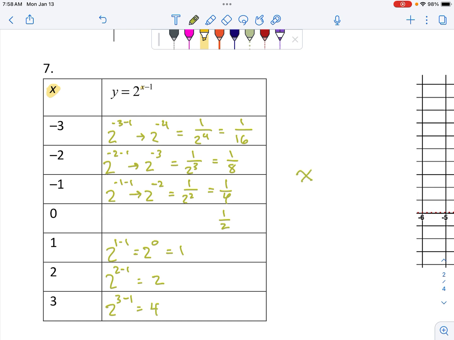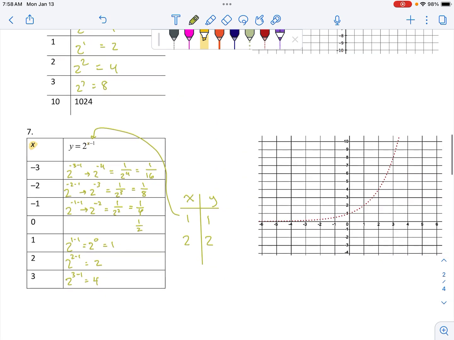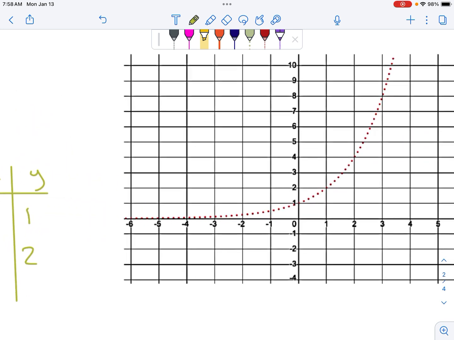So again, if you just wanted to set up like an XY table, you technically only need 2 coordinate points when graphing. The first number I would sub in is 1. 1 take away 1 if I look at the exponent up here. 1 take away 1 is 0. 2 to the 0 is 1. And then I would sub in 2. 2 take away 1 is 1. 2 to the first is 2. So I get the coordinate points for this one here.